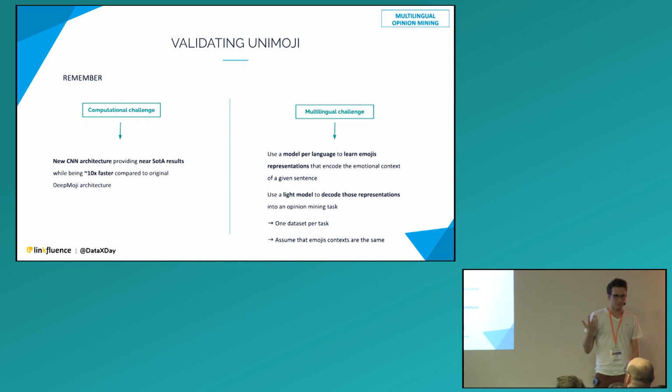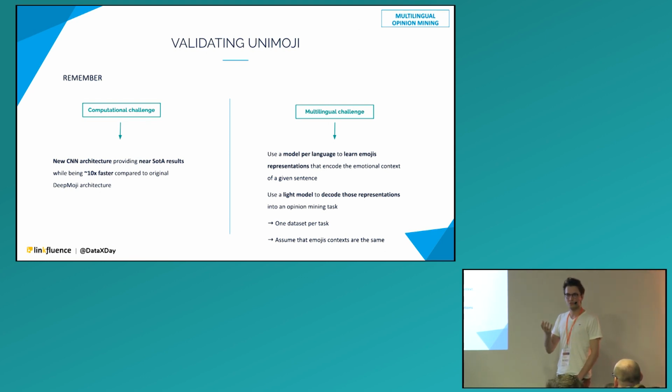And how did we deal with the multilingual challenge? Well, we used a model per language to encode emoji representation, so emotional context given a text, and then we use just a light model that will decode the emoji probability distribution into a target-specific opinion mining task. So actually, you only need one big model per language and one small model per task. And obviously, this is not perfect. It has limitations, such as the Chinese case that I presented to you.